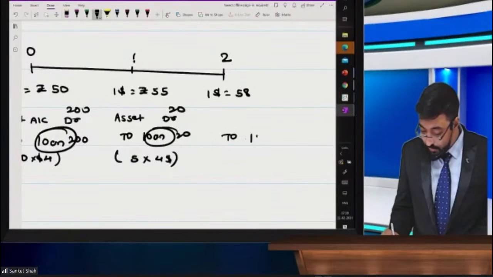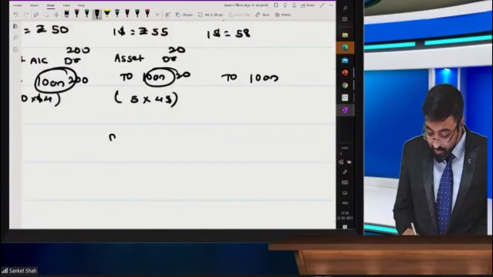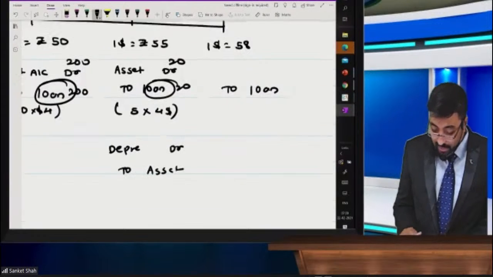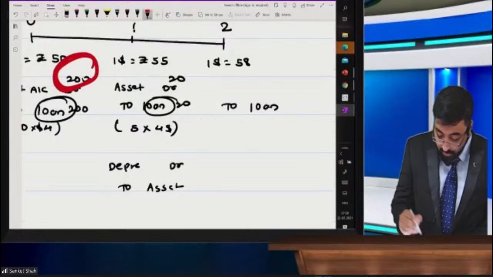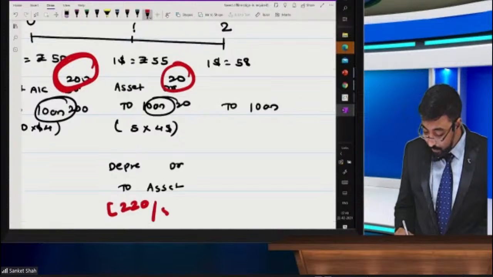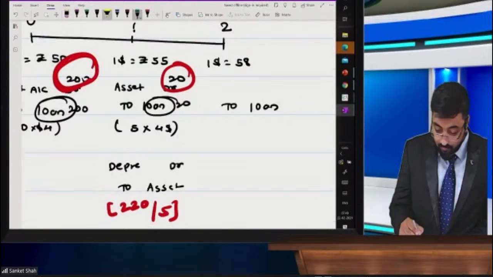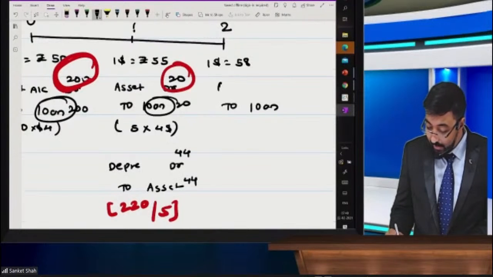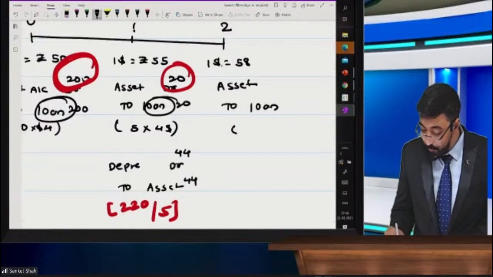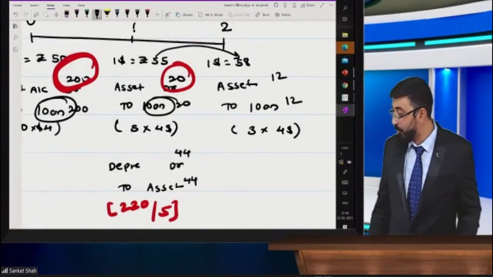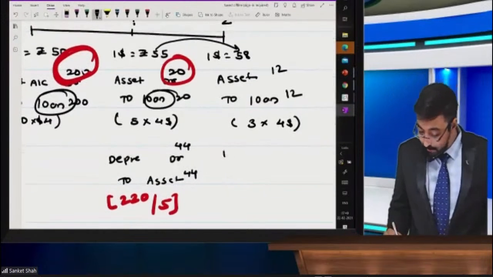And then in second year, you will record depreciation, depreciation account debit to asset. Now what is the asset value? You can see here, this is 200 plus 20. So asset value is 220 divided by 5 years. So what is the amount? 44. And again you are in loss from 55 to 58. So loss is rupees 3 per dollar. So asset account debit to loan 12. And now you will provide depreciation, beta.